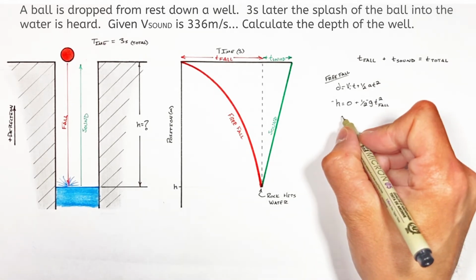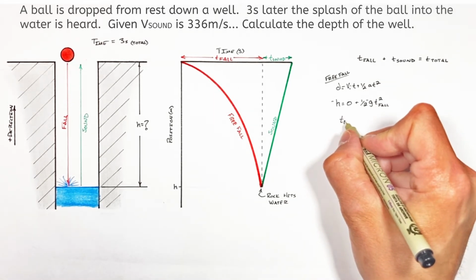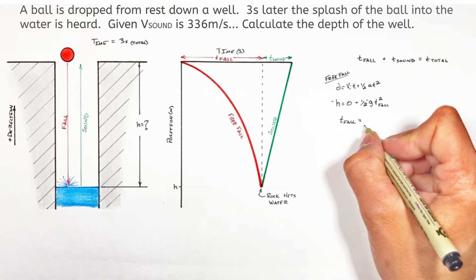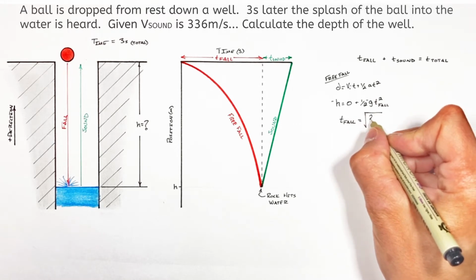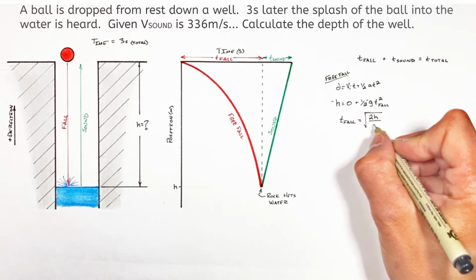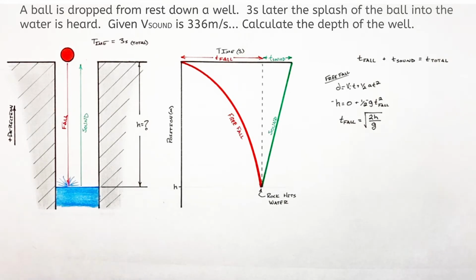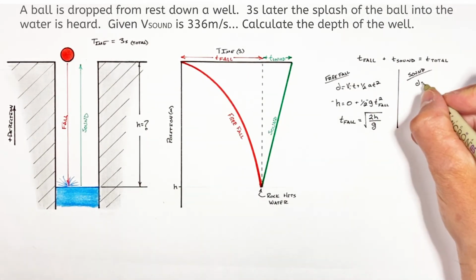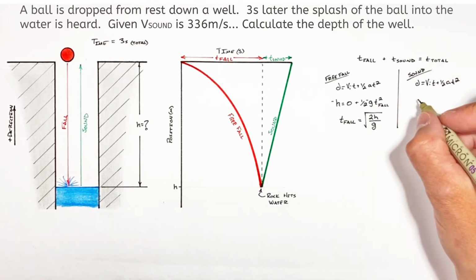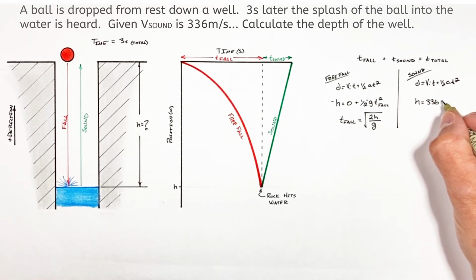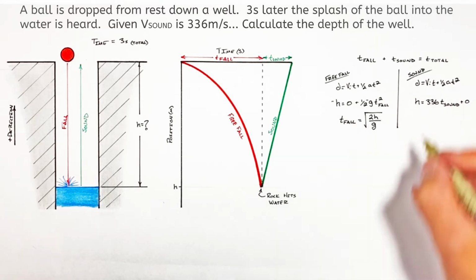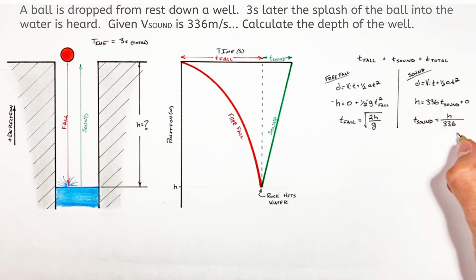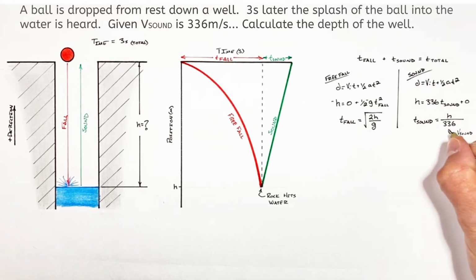Now since we don't know the time the ball spends in free fall, we can't solve directly for h, the distance the ball is going to fall, or the depth of the well. But what we can do is rearrange this equation for the time the ball is going to spend in free fall as a function of our unknown height. And in a similar way, we can apply the displacement equation to the sound which is traveling back up out of the well. The sound is going to have to travel some distance h at a constant velocity of 336 meters per second, where 336 meters per second is the speed of sound.